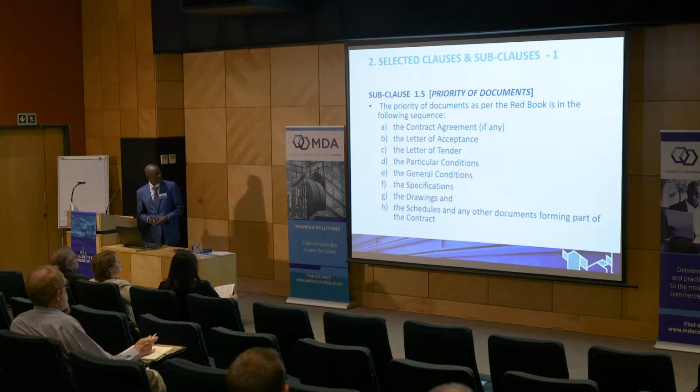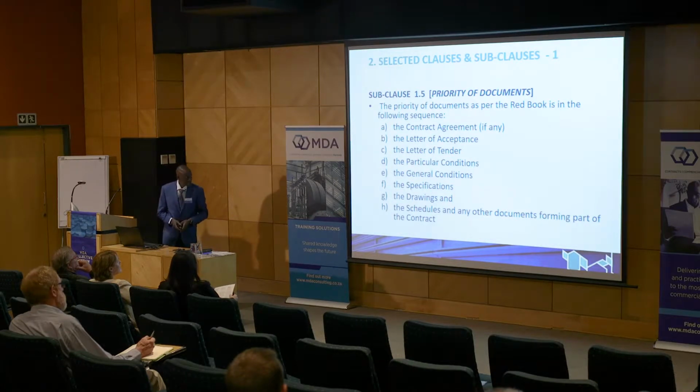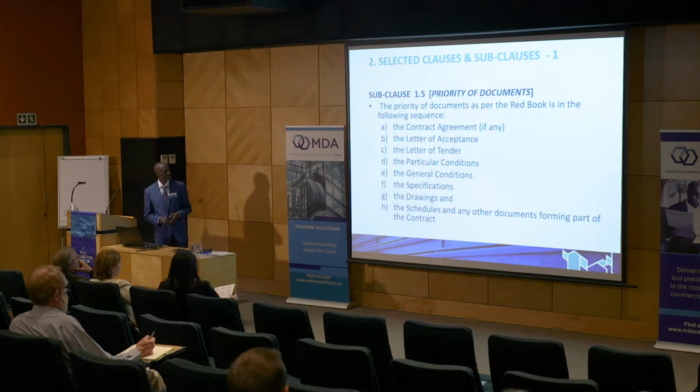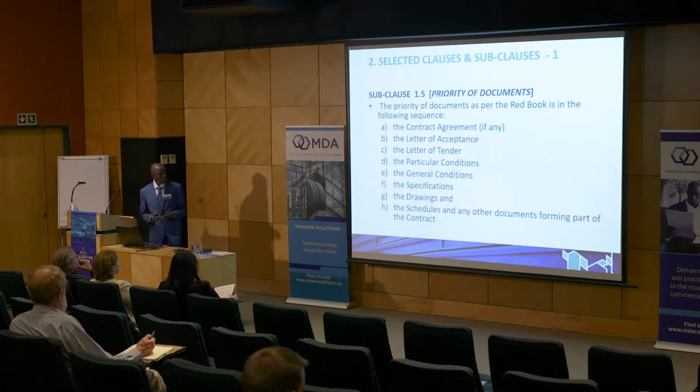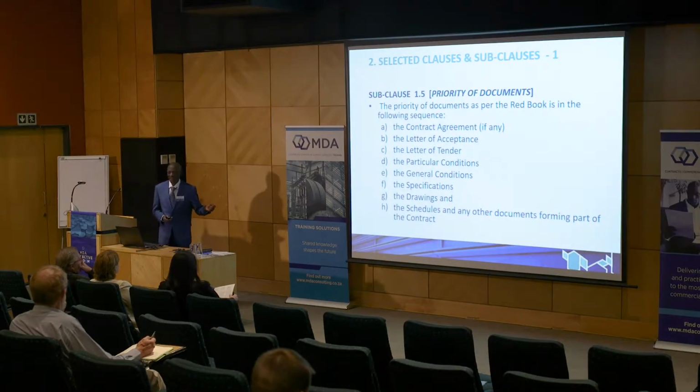The first sub-clause which I've selected is the priority of documents. The FIDIC Red Book provides the priority of documents in this sequence. You start with the contract agreement, the letter of acceptance, the letter of tender, the particular conditions, the general conditions, which is FIDIC itself, the general one published by FIDIC. Then you have the specification, drawings, and the schedules.